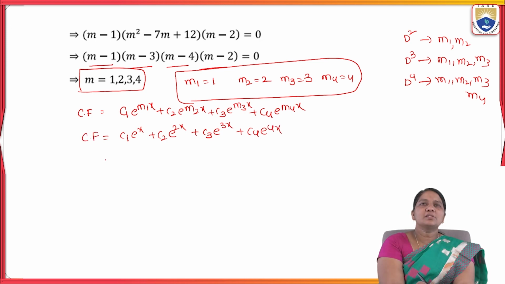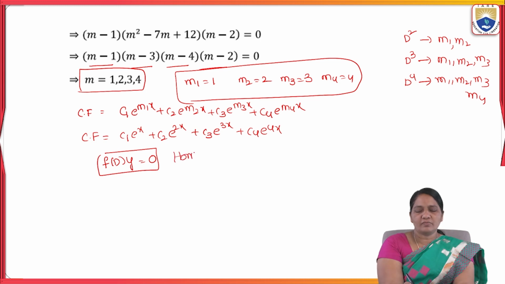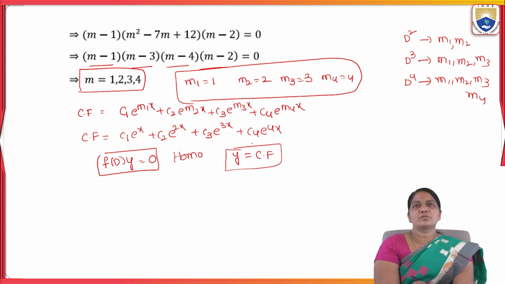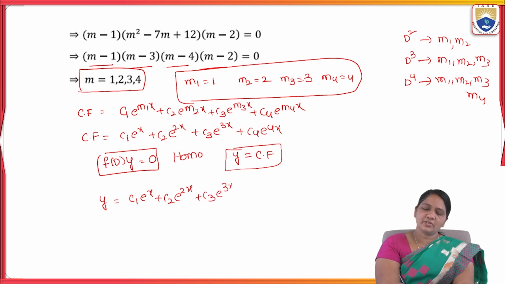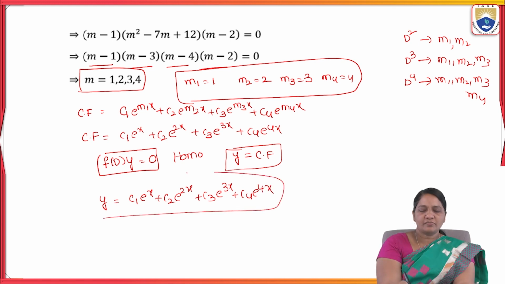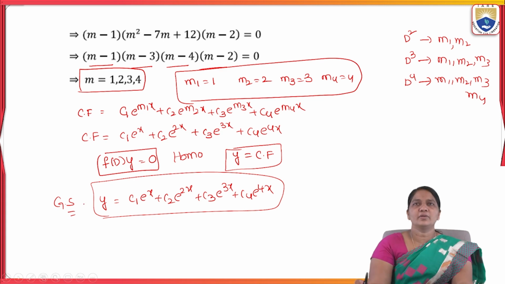So here the equation form is f of D into y equal to 0. Nothing but this is the homogeneous equation. If it is a homogeneous equation, what is the complete solution? Only the complementary function is the complete solution. Nothing but here y equal to C1 e power x plus C2 e power 2x plus C3 e power 3x plus C4 e power 4x. So this is our final solution or general solution or complete solution of the given equation.